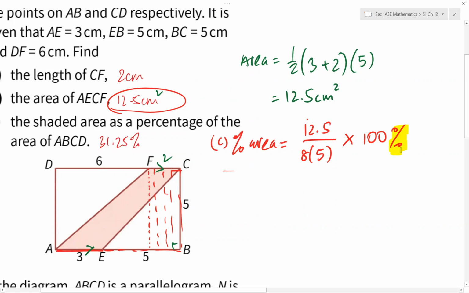Don't have percent. Oh, you didn't write the annotation over here, is it? That means you're just giving me working without explanation. Minus mark.